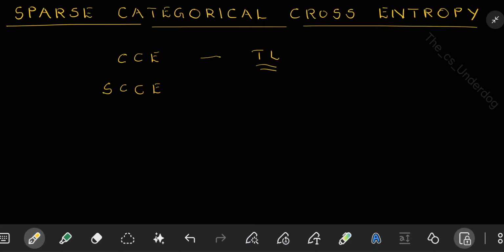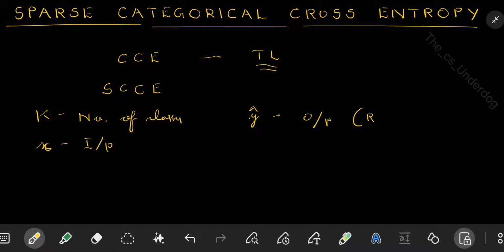What is one hot form? Let us first go to the terminology, then we'll understand what is one hot form. We had introduced K, which is the total number of classes. In the last lecture also we had discussed this. Let us say X is your input. Then there is something called Y cap, which will be your output, that is the raw logit output. Whatever output your model is providing, that you will call as Y cap.